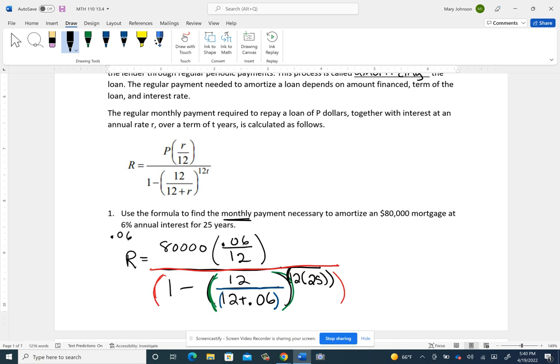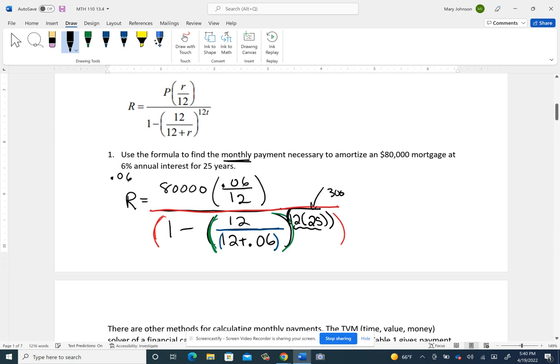So I recommend you go ahead and work this part, this 12 times 25 out, and get that value. Have that already figured out. So when you get around to entering it, you'll just put in what 12 times 25 turns out to be, which is 300. So this piece right here is 300.